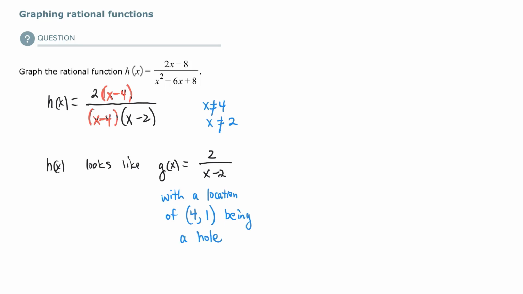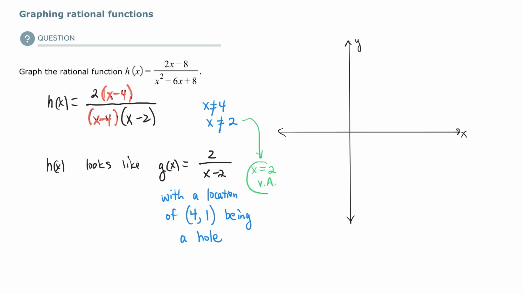All right, we're ready to graph this. So our goal is to graph h of x. h of x looks like g of x with a hole. Let's get some graph paper ready. All right, let's graph the vertical asymptote. The vertical asymptote is located at x equals 2. Right here it's indicated, x equals 2. There it is. The vertical asymptote is x equals 2.